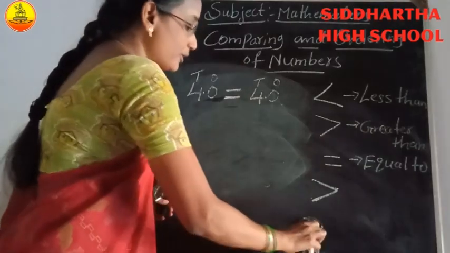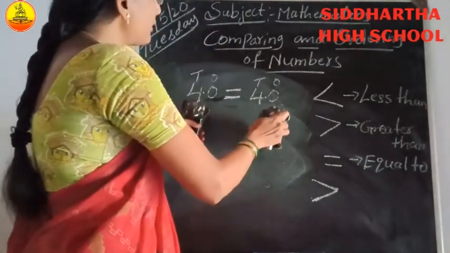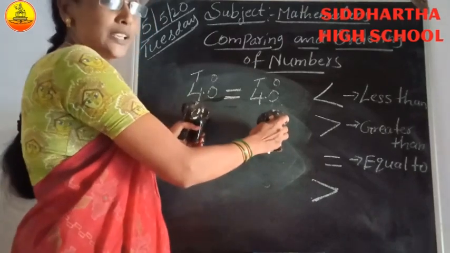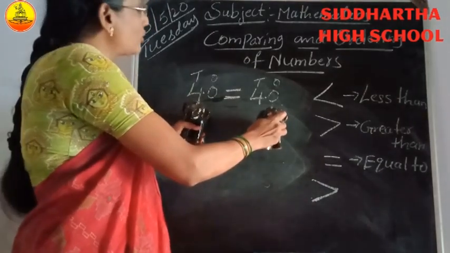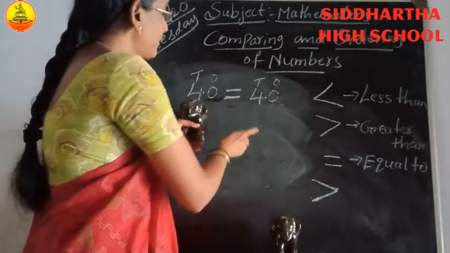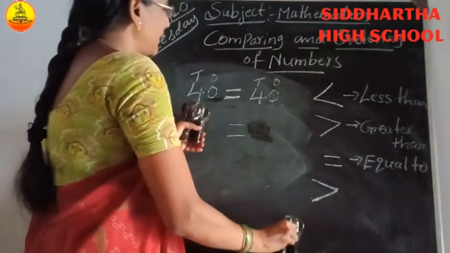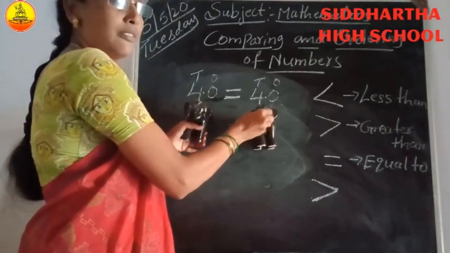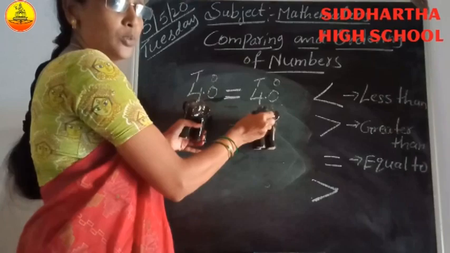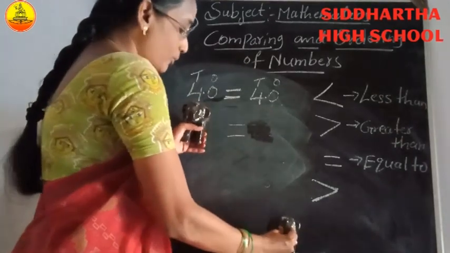Now before we do, did you observe that one is a big elephant and one is a small elephant? Now here you observe these two are the same size. So in the middle of these two, you will use the equal to symbol. Why? Because the two are the same.